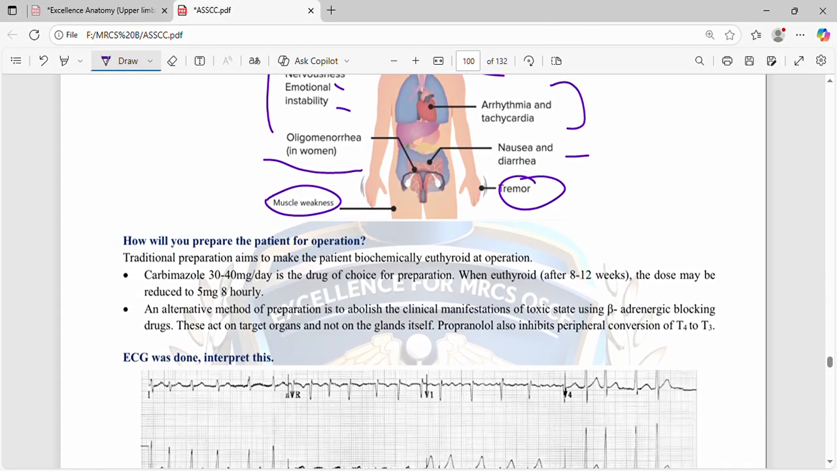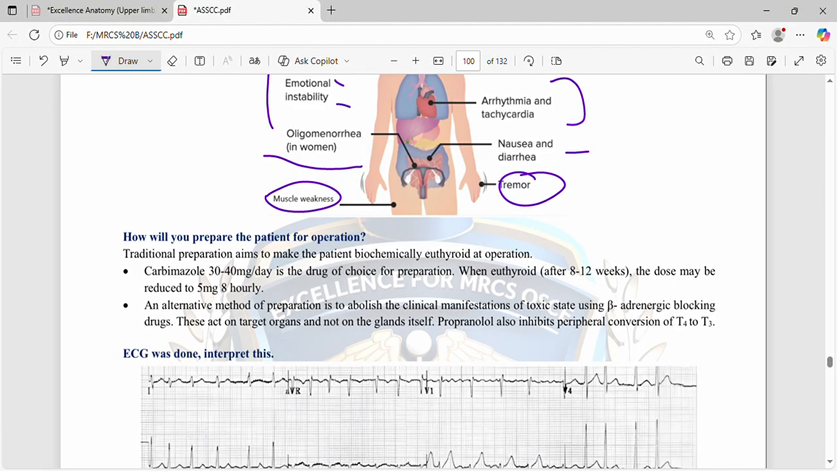How will you prepare the patient for operation? Traditional preparation aims to make the patient biochemically euthyroid at operation. So you have to make the patient euthyroid. Carbimazole 30 to 40 milligram per day is the drug of choice for preparation. When euthyroid after 8 to 12 weeks, the dose may be reduced to 5 milligram 8 hourly.